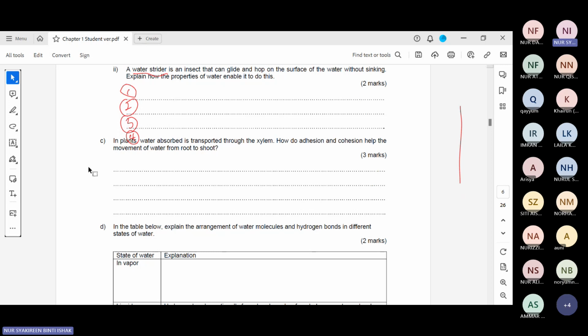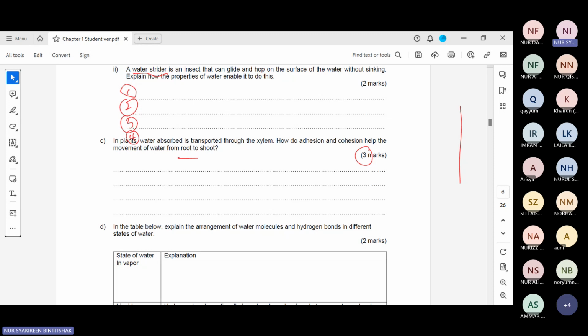Okay, so C. In plants, water absorbed is transported through the xylem. How do adhesion and cohesion help in the movement of water from root to shoot? This question is 3 marks. This kind of question is an applied question: it gives you a situation and then you have to explain. It is worth 3 marks.